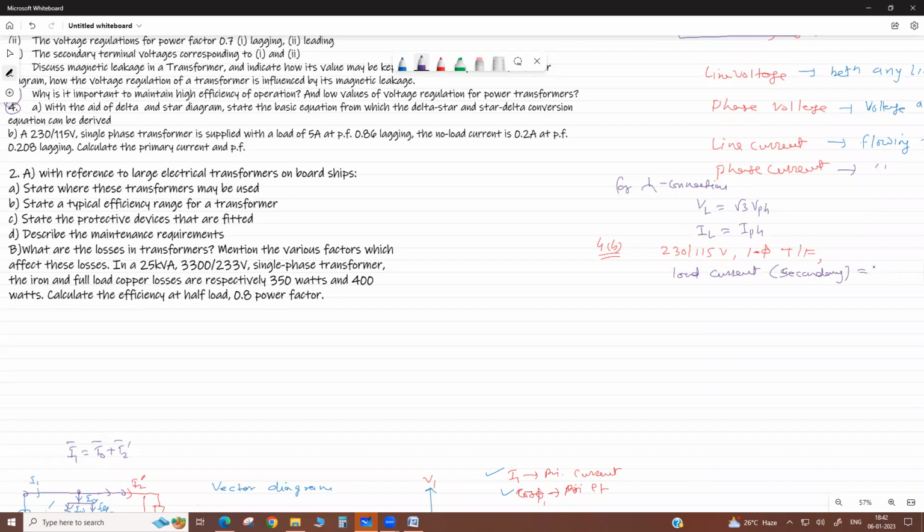Okay, that is I2, the load side. Suppose this is your transformer. It is given I2 equals 5 ampere. The power factor is also given.